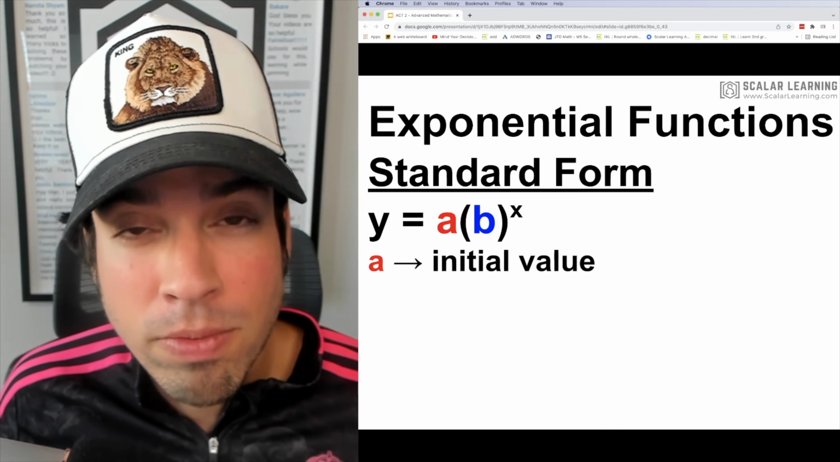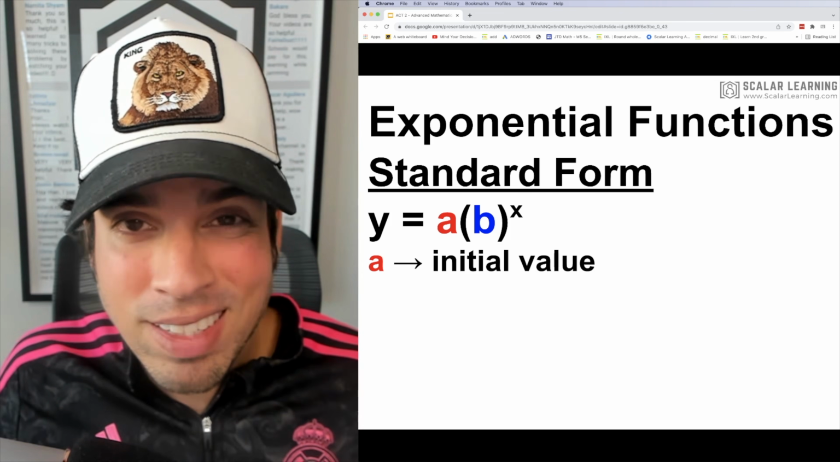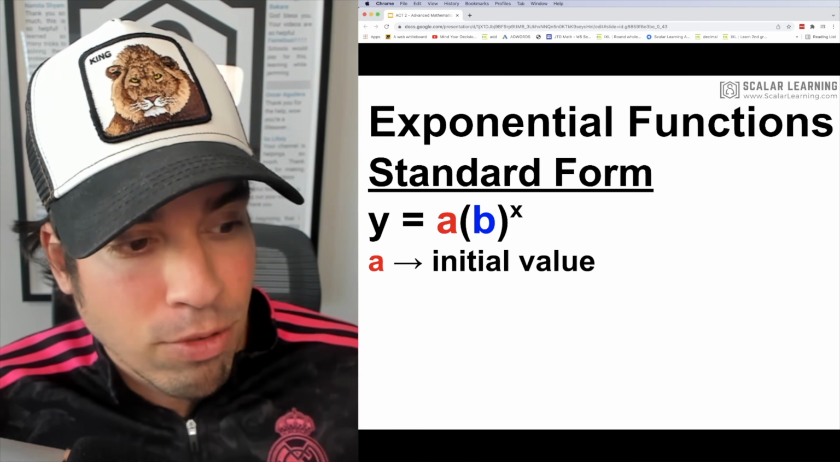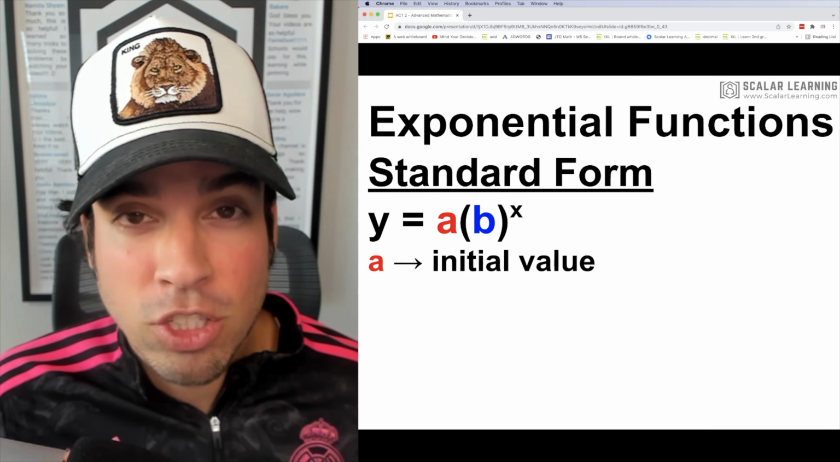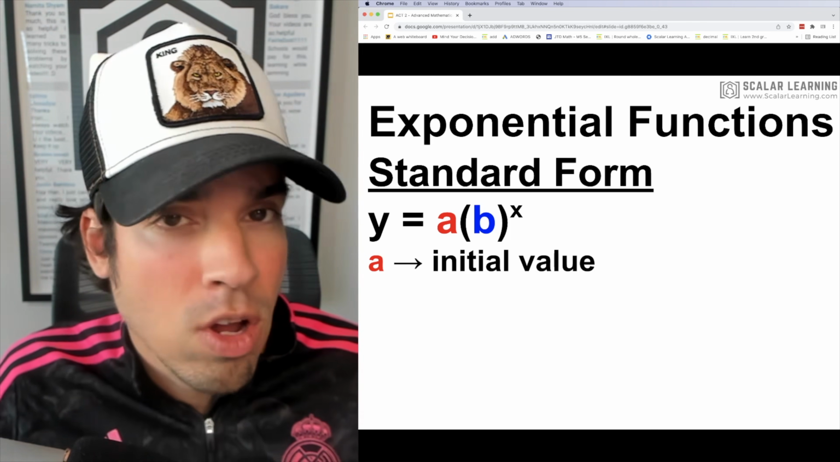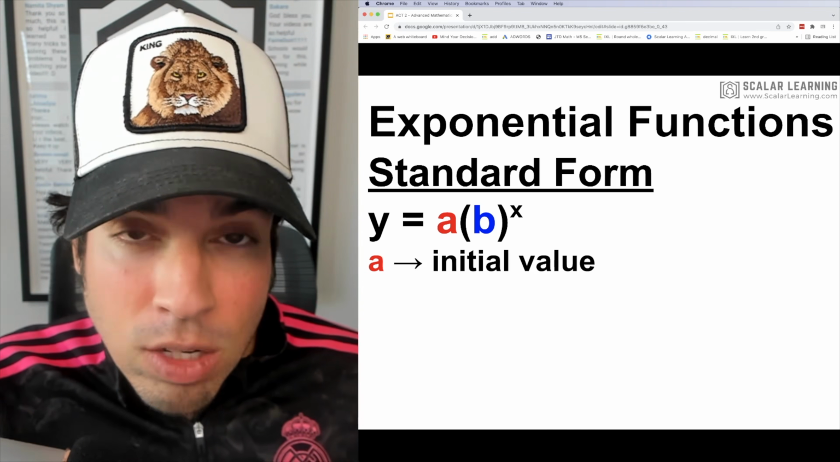A is your initial value. So think about a virus or a bacteria multiplying. And if you're trying to model the growth of that virus or that bacteria, that a value would be the starting population. Let's say you had 100 virus cells or 1,000 bacteria cells. A would equal that value.